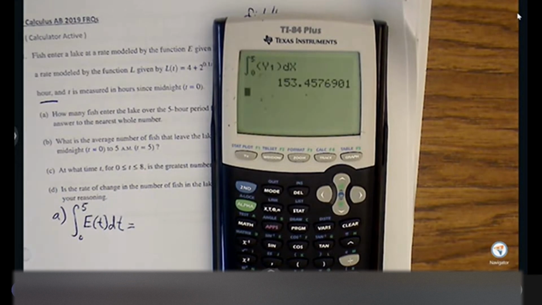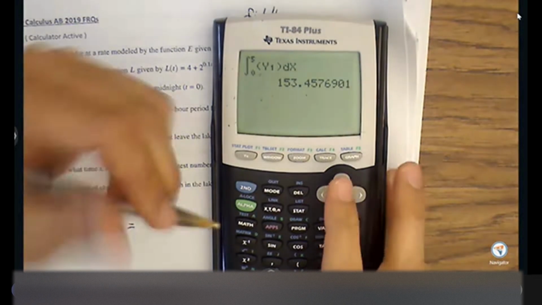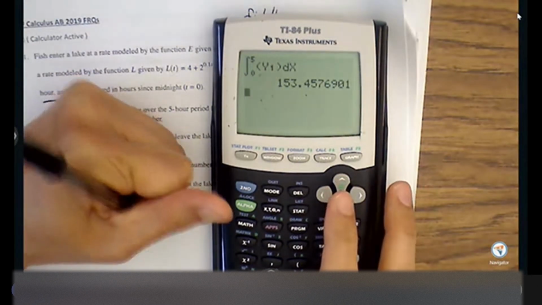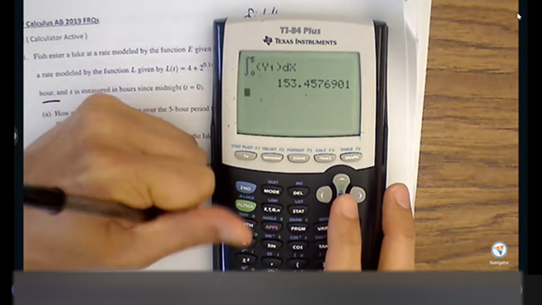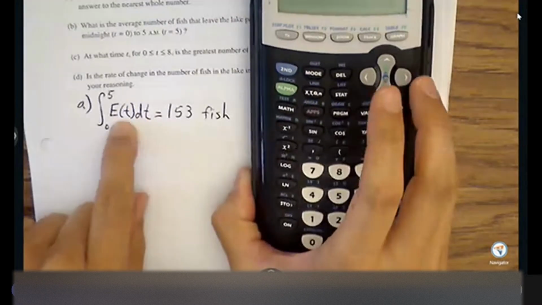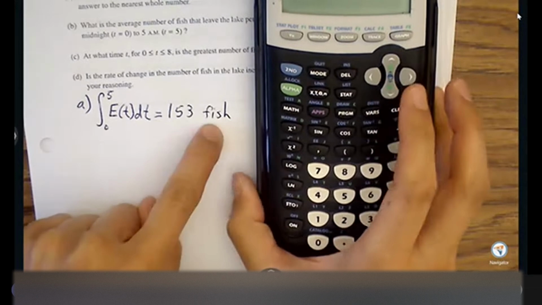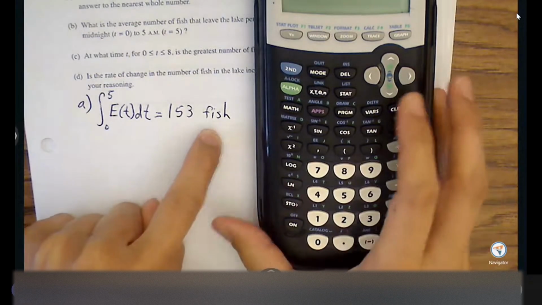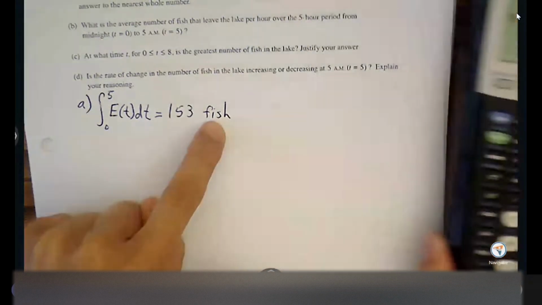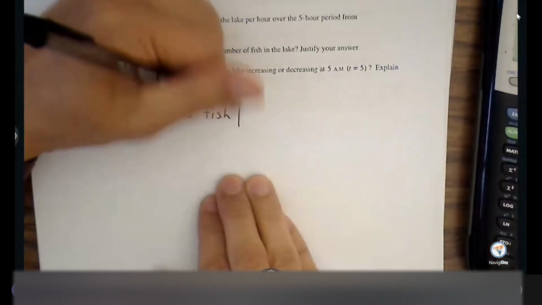Okay, so if we accumulate the fish per hour over the 5-hour period, we get 153 fish. And notice our units changed, right? It started off as fish per hour. We accumulated that rate. The rate's going to disappear, and we go from fish per hour to just total number of fish.